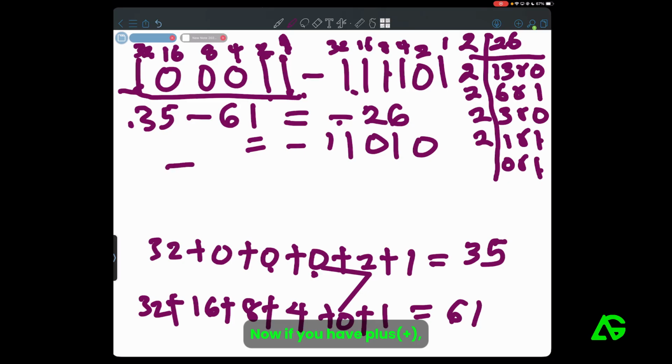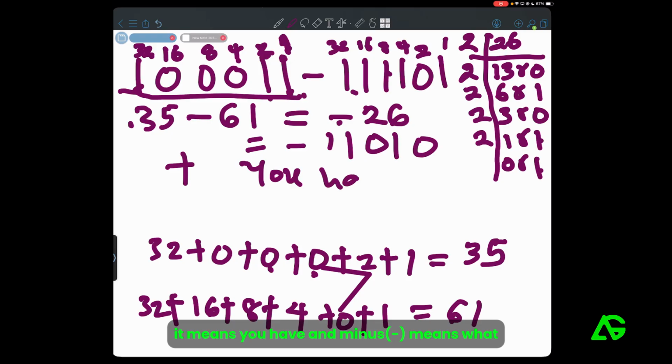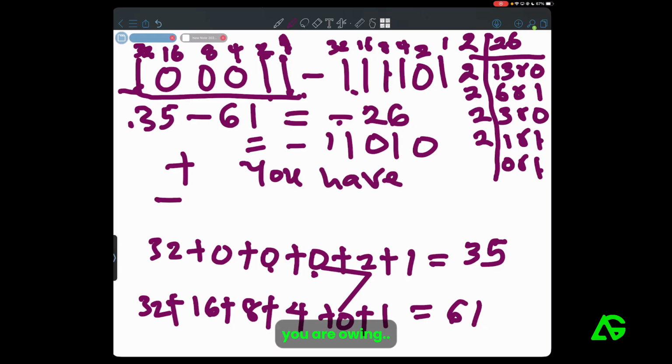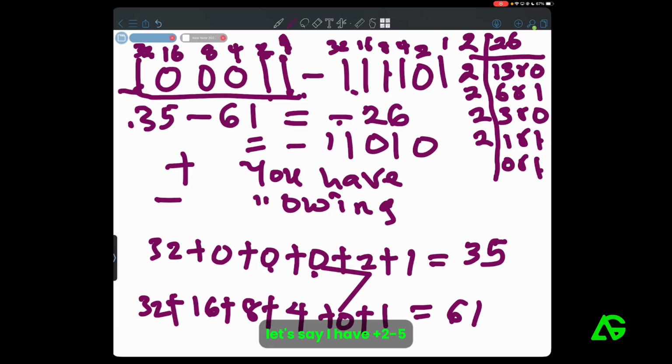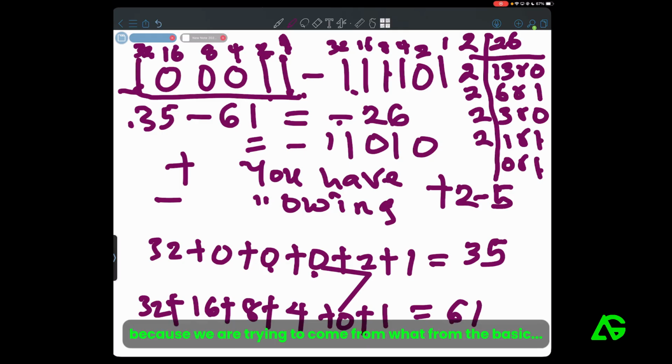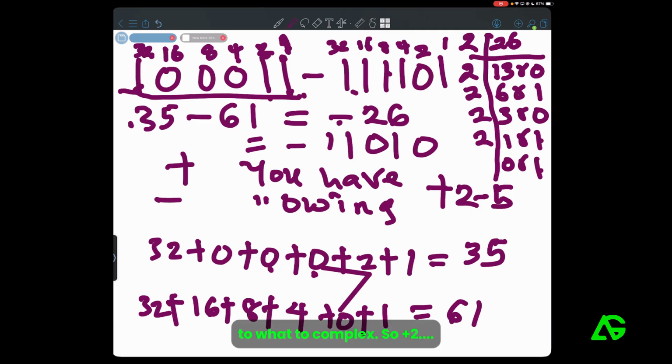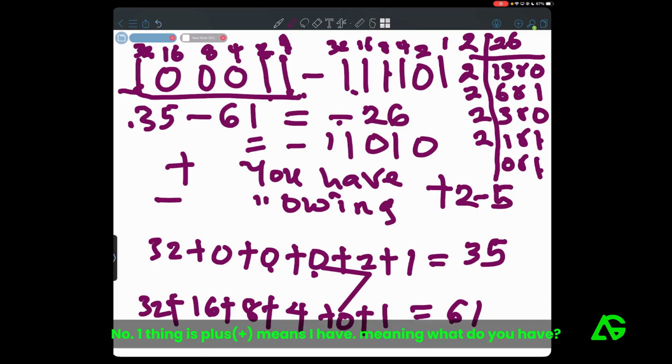Now, if you have plus, always have it in mind that it means you have. And minus means you are owing. Now, for instance, let's say I have plus 2 minus 5. So pardon me for going back, because we are trying to come from the basic to complex. So plus 2. Number one thing is plus means I have. Meaning, what do you have?